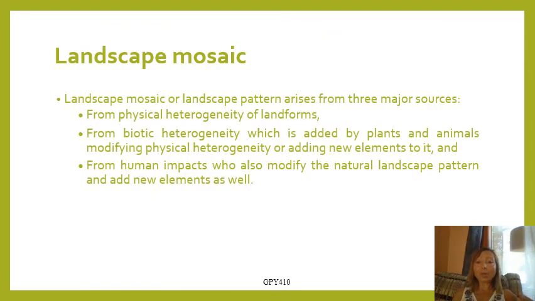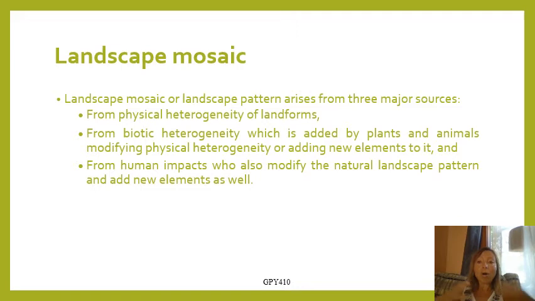So a landscape always consists of a variety of different elements of different size and different functions. And so it's useful to think of landscape as a mosaic. And this mosaic arises from several major sources. There are three major sources of landscape mosaic or landscape heterogeneity. First of all, it's the heterogeneity of landforms. It's, of course, natural heterogeneity when we see valleys and hills and plains and mountains and all this variety of landforms associated with geological structures.